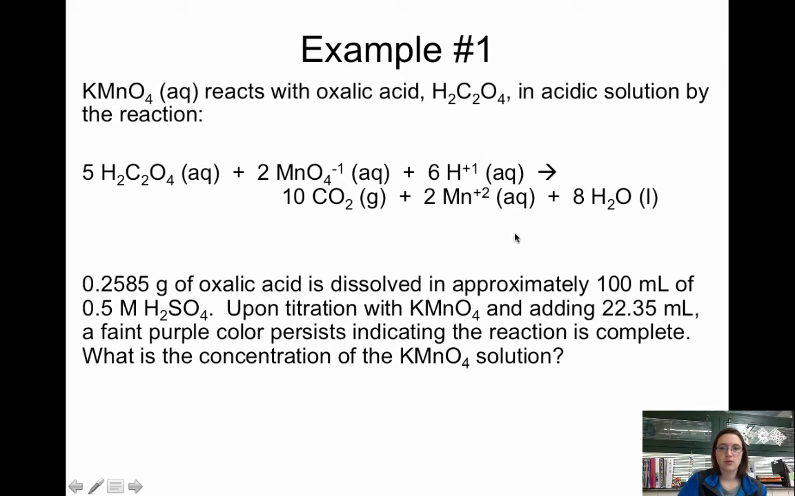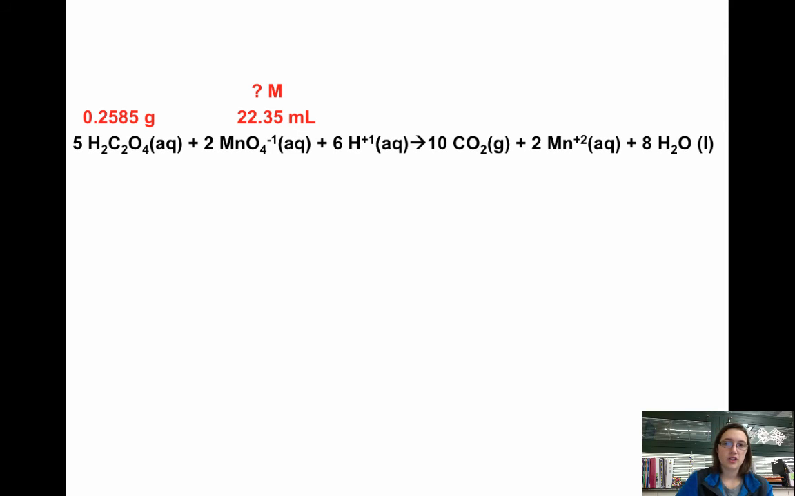Alright, so first thing, we always are going to do stoich. We know that we're finding the concentration of KMnO4, and we know the volume of the titrant. So if we look at this balanced equation, here's what we know. We know that we have 0.2585 grams of oxalic acid, and we know that we use 22.35 milliliters of permanganate. We're trying to find the concentration.